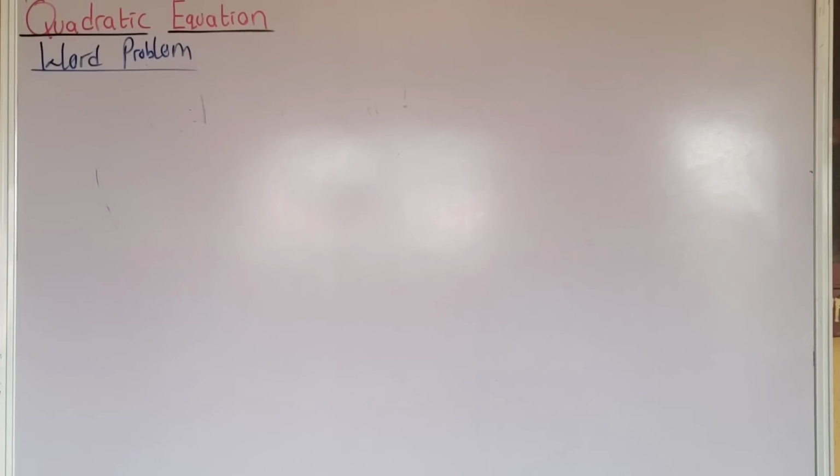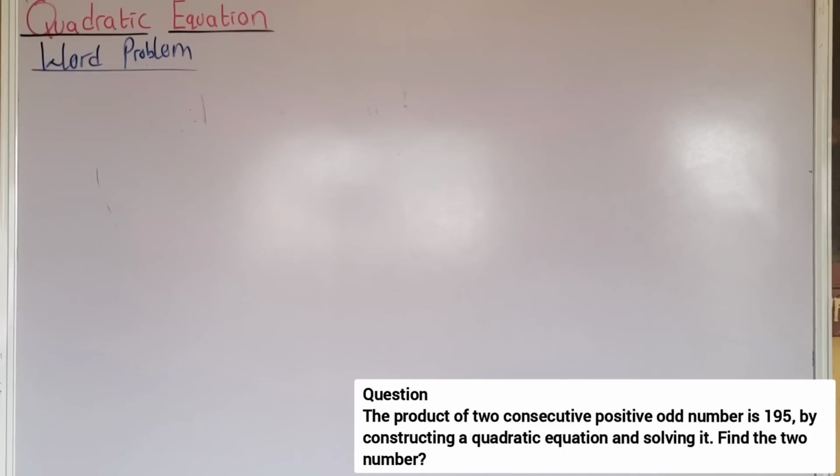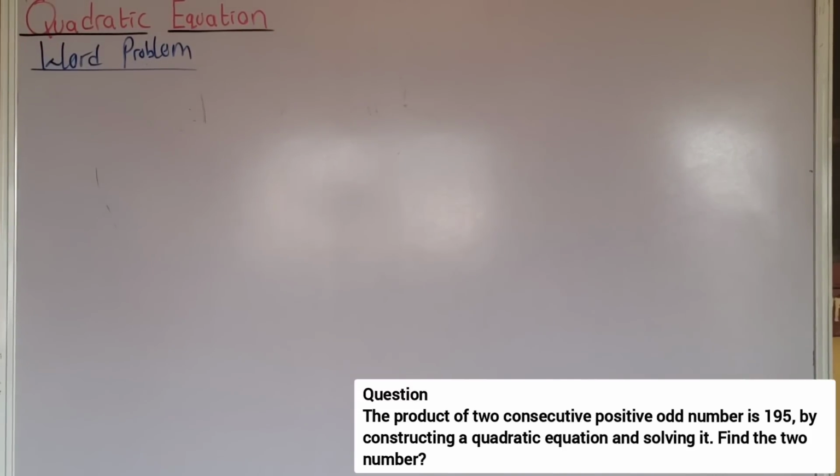In this class, we are going to learn how to solve word problems leading to quadratic equations. Let's start with the first question. The product of two consecutive positive odd numbers is 195. By constructing a quadratic equation and solving it, find the two numbers. Now, word problem is an aspect of mathematics that tests your ability to understand and interpret questions. So in this case we are going to interpret the question into a quadratic equation, then we are going to solve the quadratic equation.